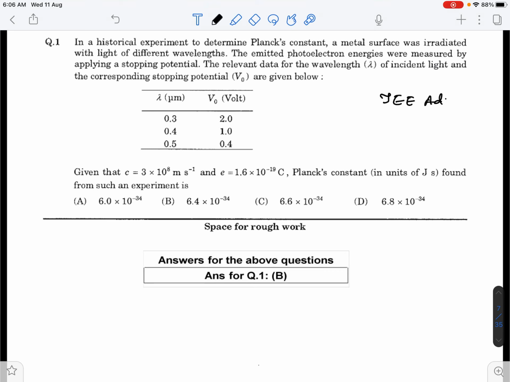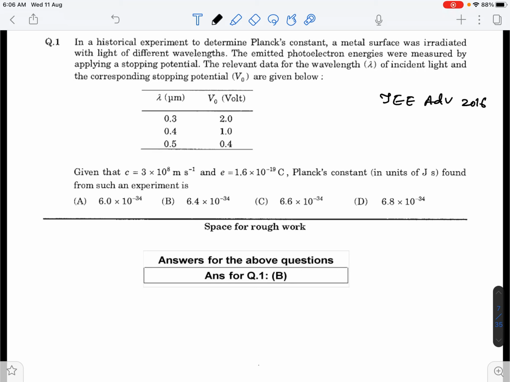This is a JEE Advanced 2016 question. In a historic experiment to determine Planck's constant, a metal surface was irradiated with light of different wavelengths. The emitted photoelectrons' energies were measured by applying a stopping potential. The relevant data for wavelength lambda of incident light and the corresponding stopping potential are given.